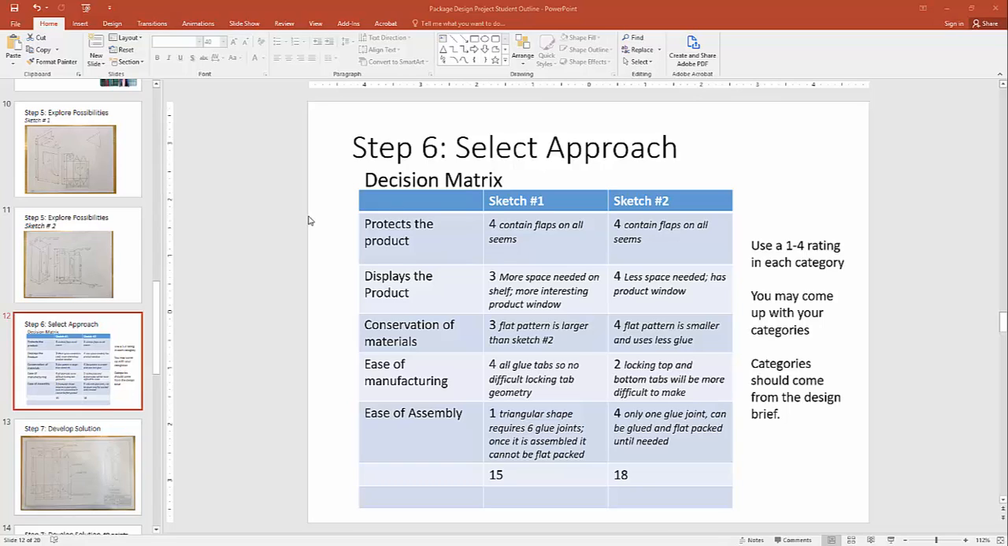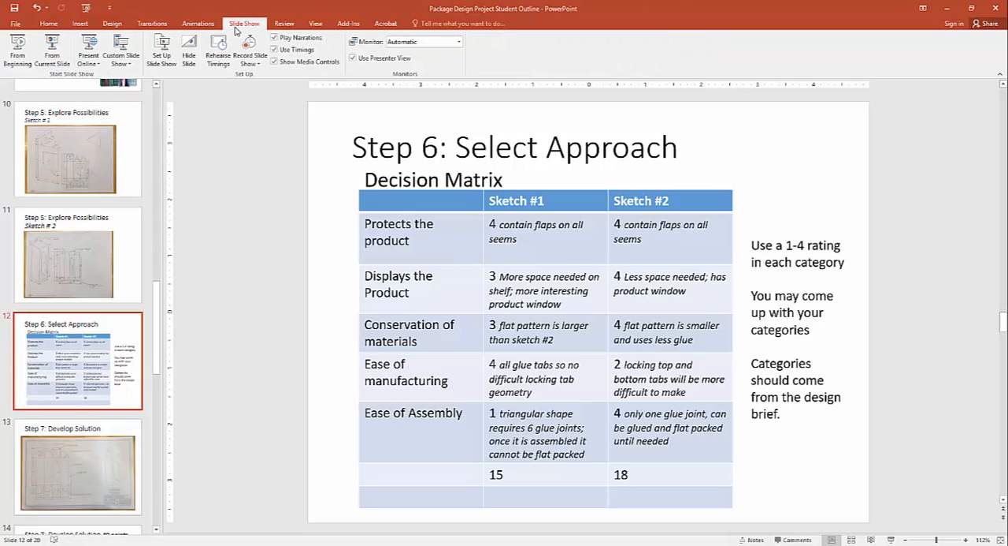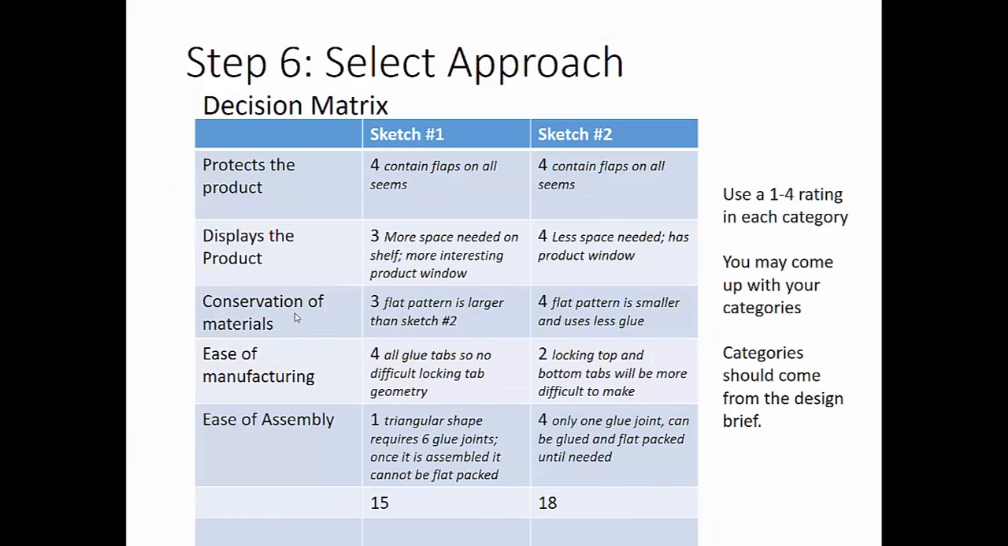Okay, so in step 6, we need to select which one of our sketches we want to use. Now, I'm sure at this point you probably already have an idea of which one you want to do, but typically, if you're working with a team, you would have a number of things that the team has come up with, and you would need to have an objective way to decide which one is best.